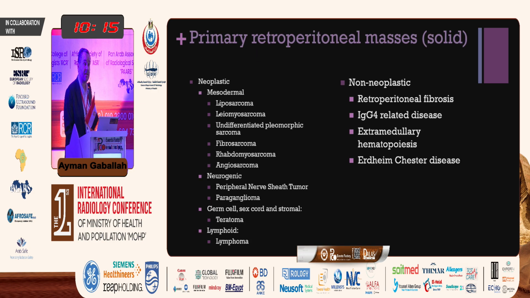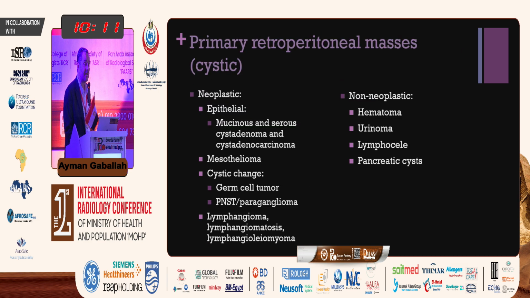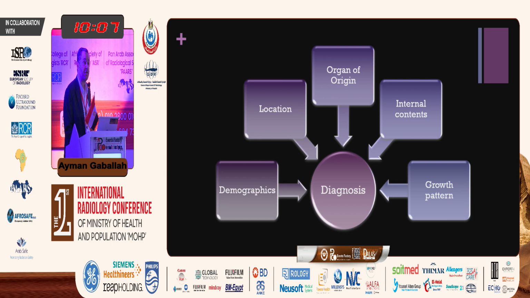Retroperitoneal masses can be solid, and you have a long list of differentials there, and they can be cystic as well, with another long list of differential considerations. Am I trying to confuse you with these long lists? No, but this is the reality, and we have to find ways to reach differential considerations regarding this big list of masses, either intraperitoneal or retroperitoneal. So we should look for some clues.